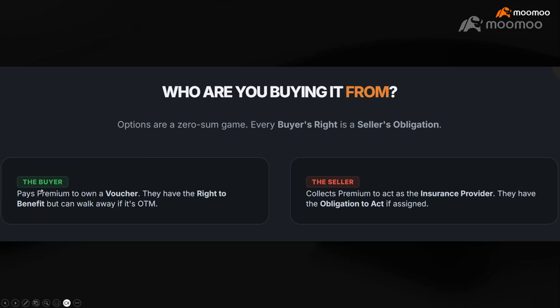In chapter one, we covered the buyers, because you pay a premium and then you own the vouchers. Basically, it means that you have the rights to benefit from it. And then if, let's say, it's out of the money, you can just walk away. In today's sessions, I'm going to introduce you to the seller. You might have heard a lot of things like the seller collects the premium, right? So in today's sections, we are going to uncover the role of the seller.